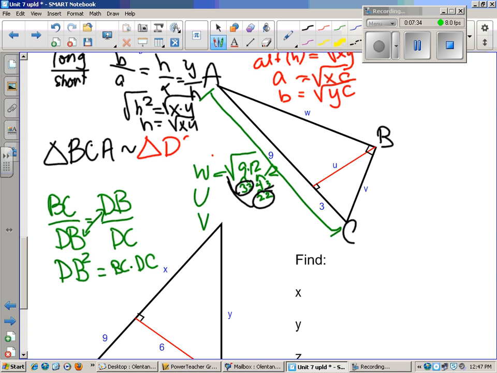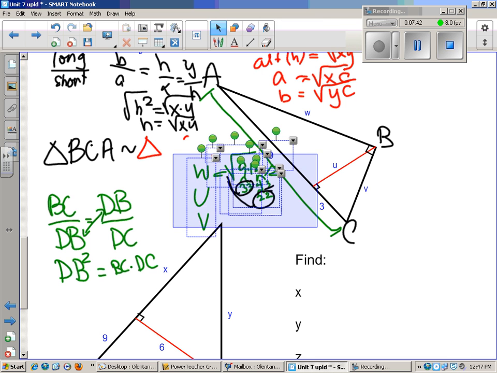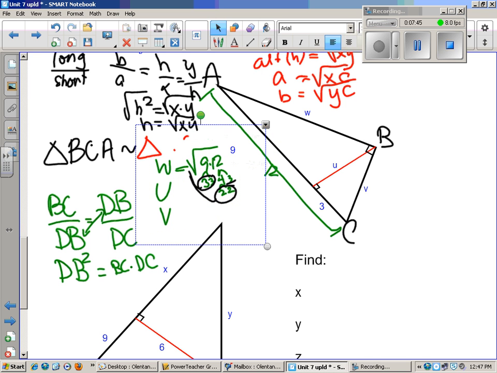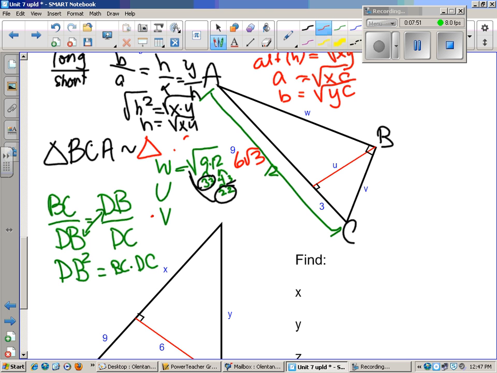So the final answer, let me move that out of the way. So the final answer would be 6 square root of 3, the final reduced answer. Did you see how I did that?